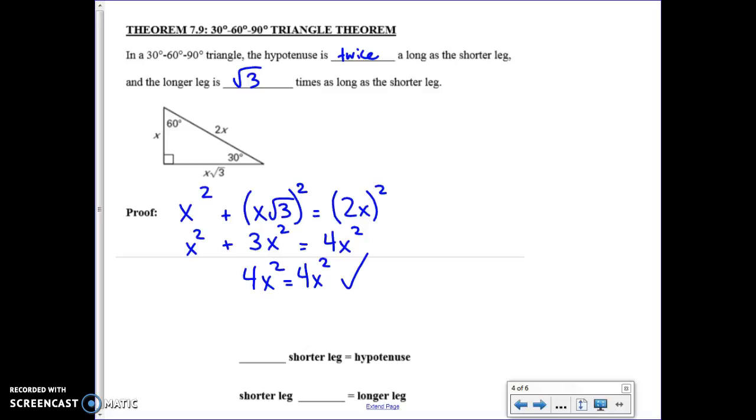Our shorthand here: 2 times the shorter leg is equal to the hypotenuse, and shorter leg times radical 3 is equal to the longer leg. Again, you need to have these memorized. So, box them in, make note that it's very important.